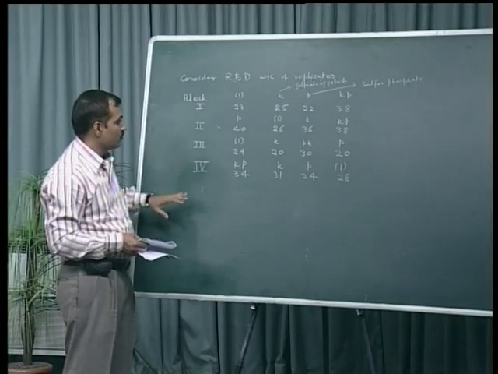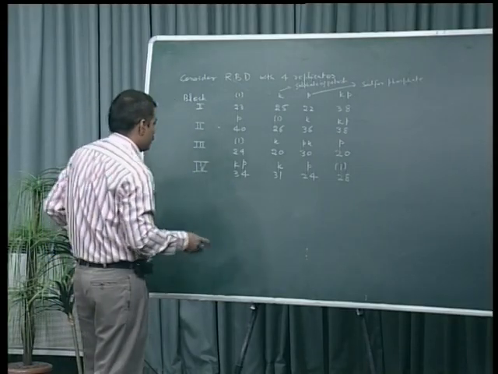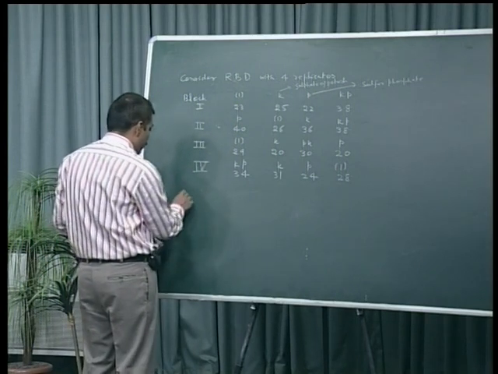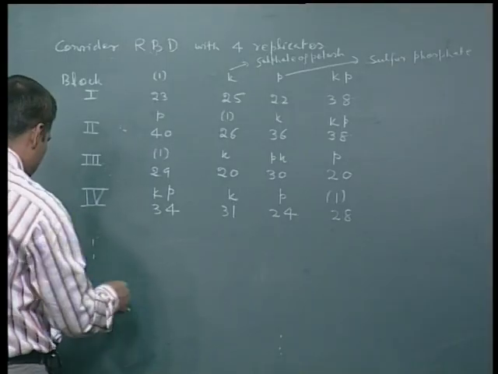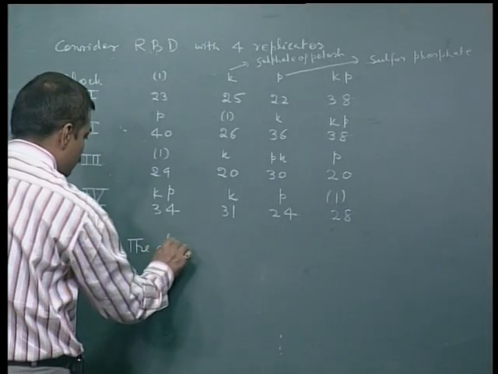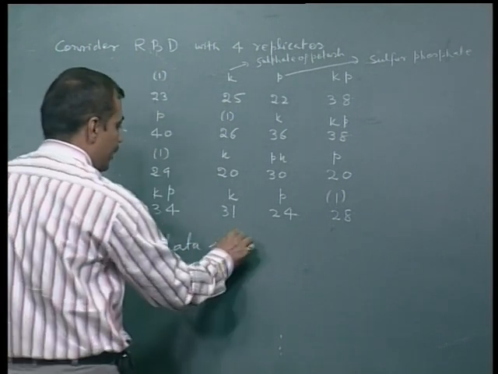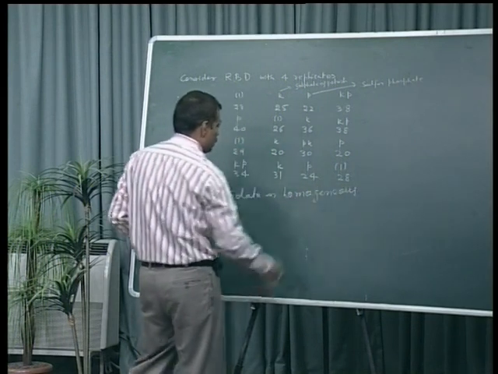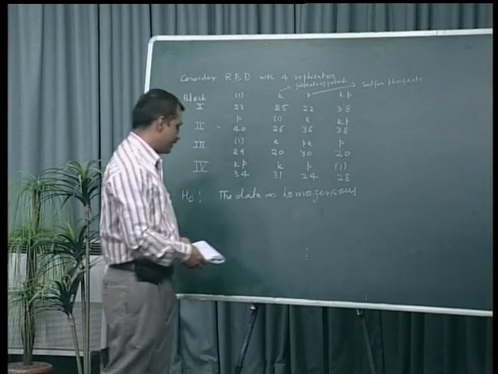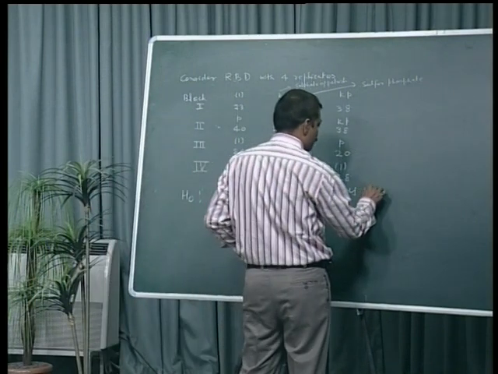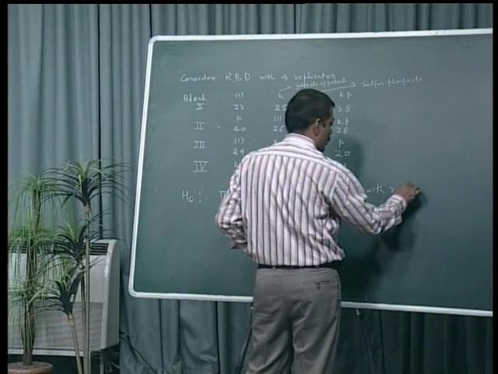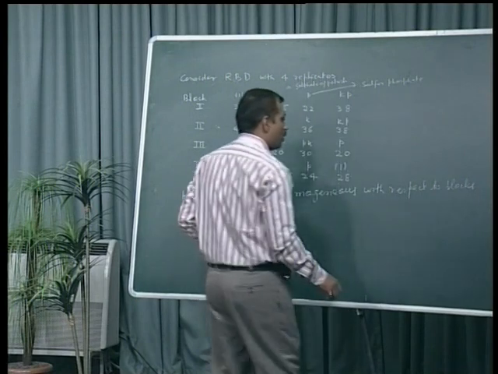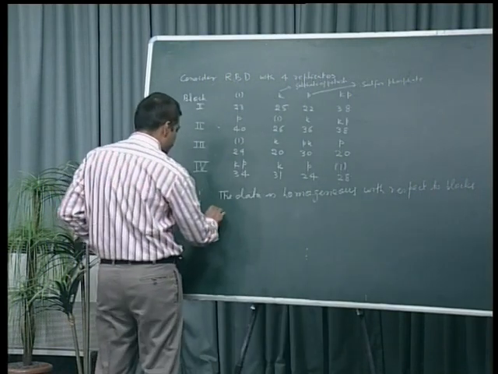Now for the analysis, to test the homogeneity, our null hypothesis, for example, is that the data is homogeneous with respect to blocks and the treatments.